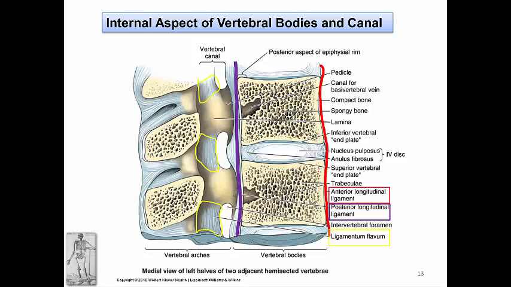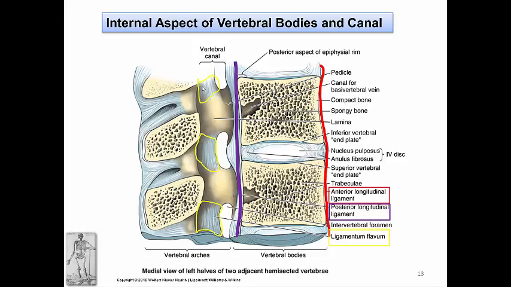Okay, so this will run the length of the canal as well, all the way from C2 down to the sacrum, but this here is not as strong as I said, and its role is to prevent the hyperflexion of the vertebral column. Okay, and as it actually crosses all over and connects the bodies of the vertebrae together here from the posterior aspect, the intervertebral disc cannot herniate posteriorly.